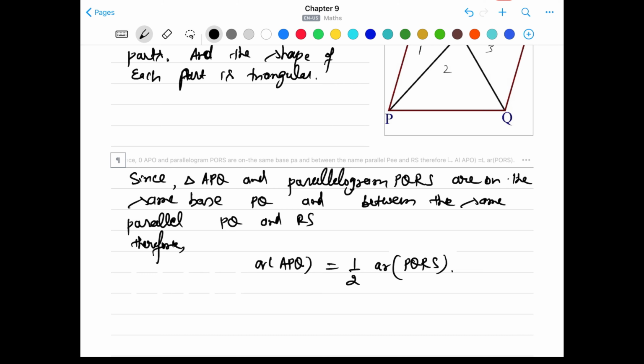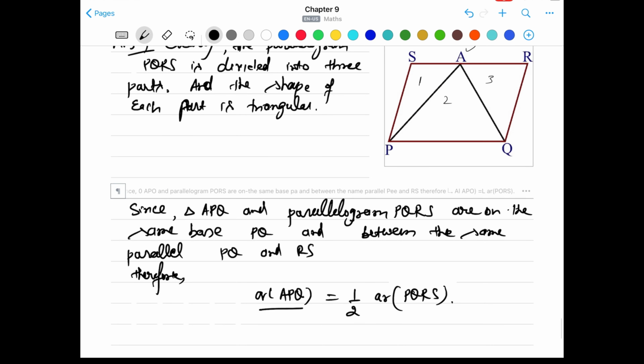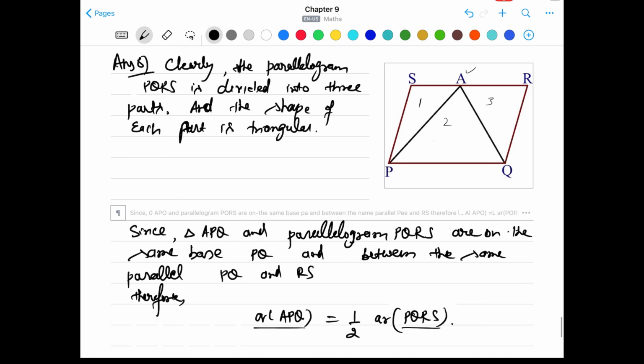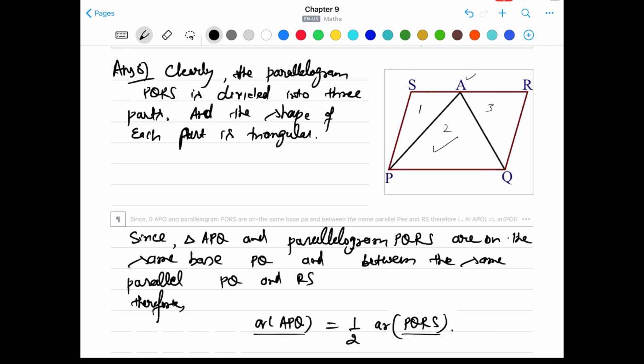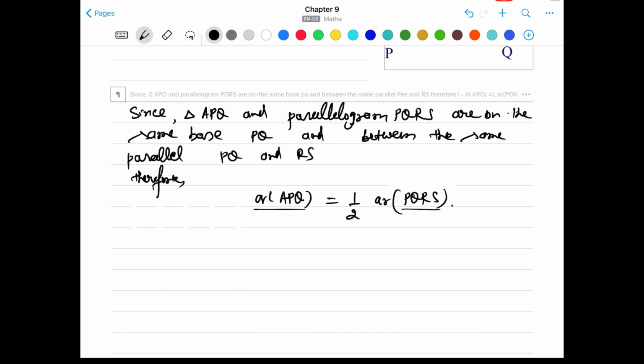Okay, now you can notice here that if the area of this triangle APQ is half the area of PQRS, which means the area of this triangle is half the area of the complete parallelogram. Therefore, if this is the half, then the sum of these two triangles will also be the other half of the parallelogram. That means the sum of 1 and 3 will be equal to the triangle 2.